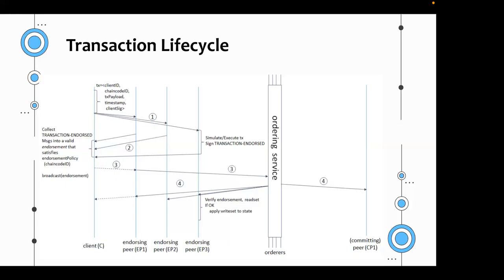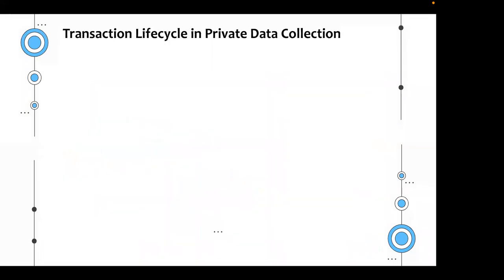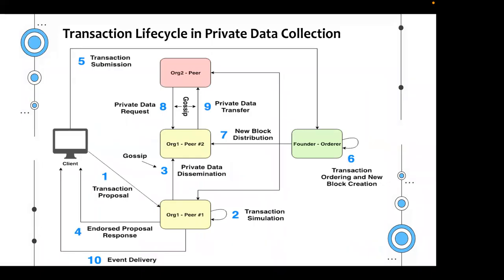So everything will be authenticated with the help of signatures, and all the security will come with that signature. Okay. Now, we have seen the transaction life cycle for normal transactions, right? Now, if I apply private data to the transaction, then how will your life cycle change?